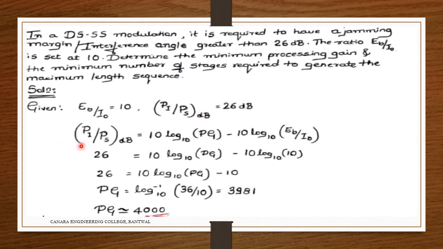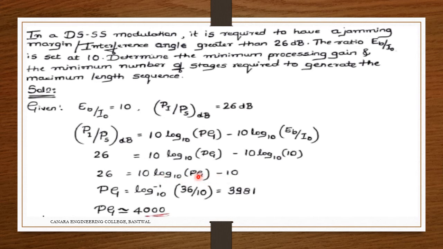I am going to use this formula: Pi by Ps in decibels is equal to 10 log base 10 of the processing gain minus 10 log base 10 of Eb by I0. So what do I need to find? I need to find the number of stages required to generate the maximum length sequence. So first I'll find the processing gain and then I'll solve for the sequence length. So this is substituted: 26 is equal to 10 log base 10 of PG minus 10 log base 10 of 10, because this is not given in terms of decibels. So after this I am getting 26 plus 10 equals 10 log base 10 of PG.